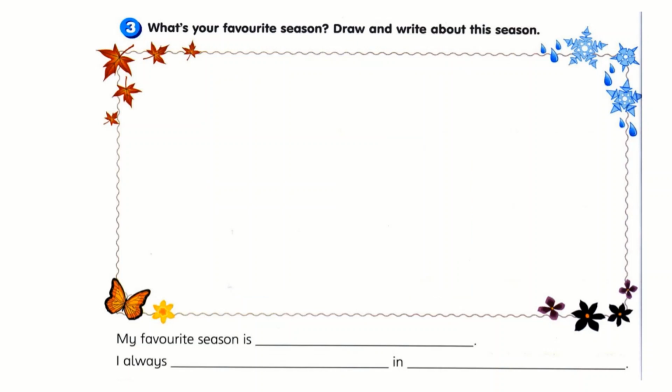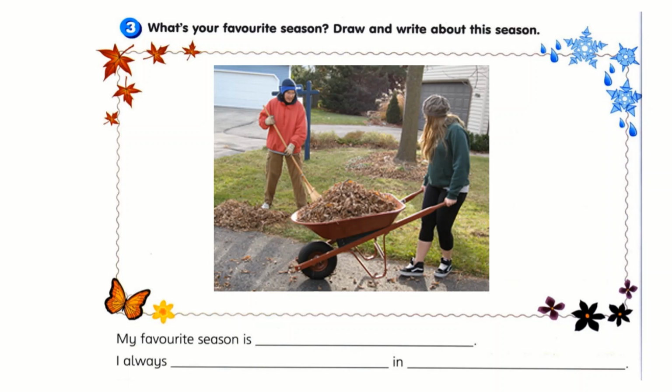Another example would be, now what do you think they are doing? What season is this? This is autumn. So you could write, my favorite season is autumn. I always collect fallen leaves in autumn. Now this is an example for what you could write if your favorite season is autumn. You could also write walking in the rain or playing with leaves.